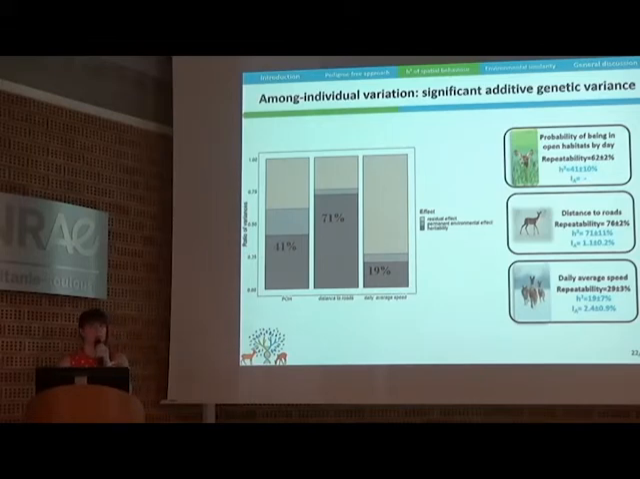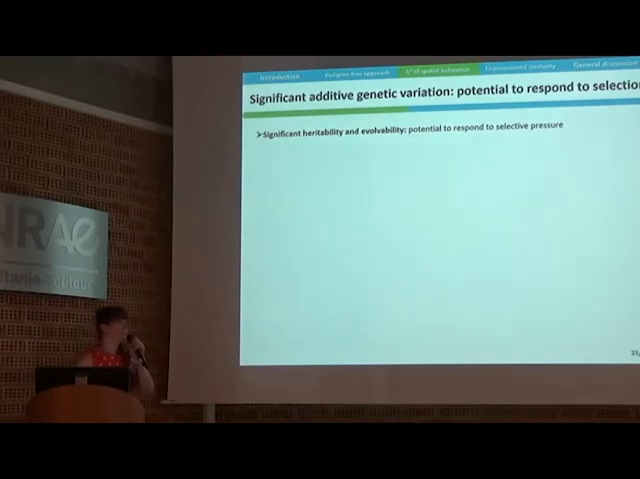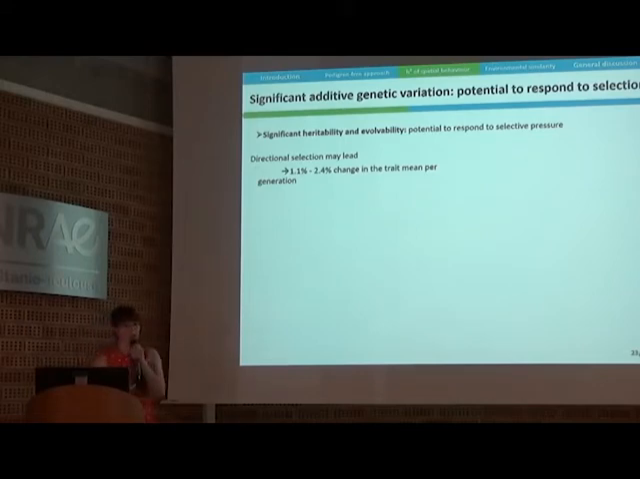So this heritability comes also with evolvability. And we have an evolvability of 1.1 for distance to road and 2.4 for daily average speed. And we did not calculate evolvability for being in open habitat because it was not meaningful. So here we found that there is significant heritability and evolvability, which means that roe deer have the potential to respond to selective pressure. To give an example, if there is directional selection in the population, it means that the traits can change from 1.1 to 2.4% per generation.